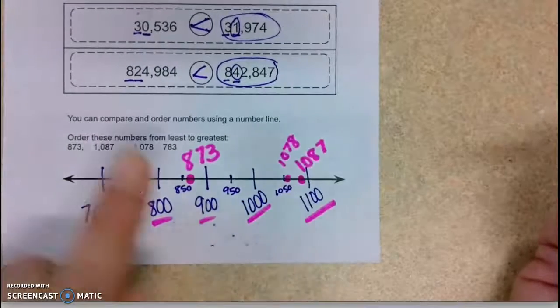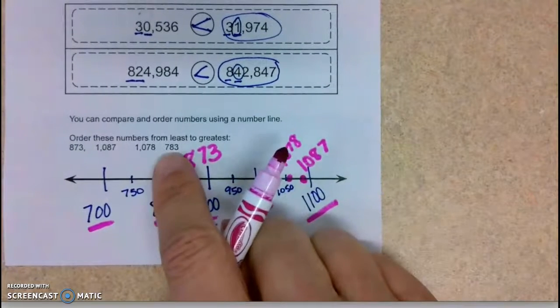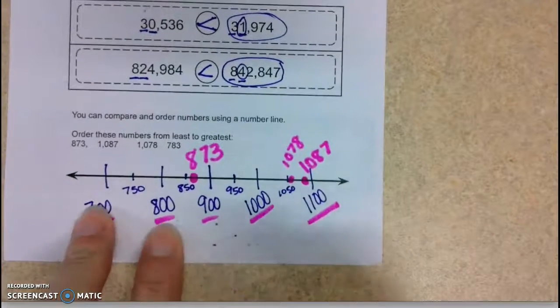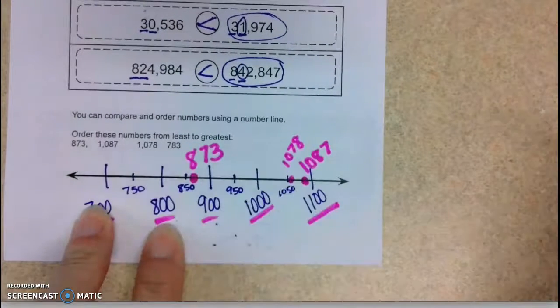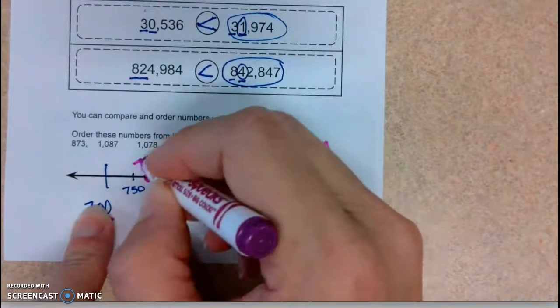Okay, and my last number is 783. What's it going to be between? 783. Good. It's going to be between these two. Is it more than halfway or less than halfway? Very good. It's more than halfway, so I'm going to put it on there.